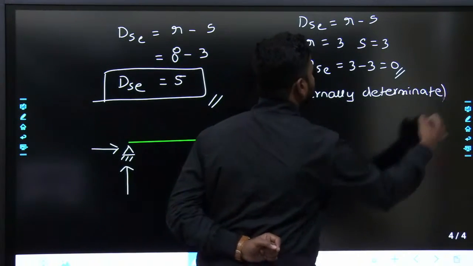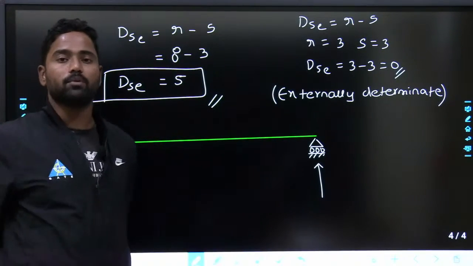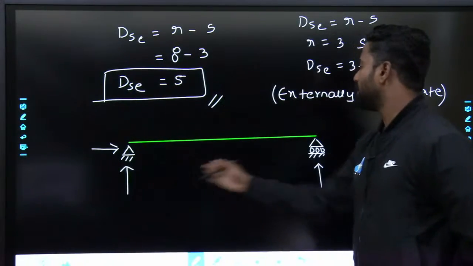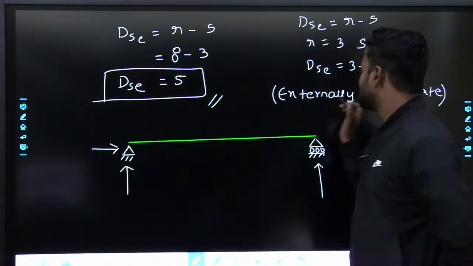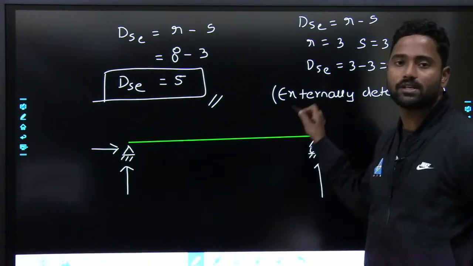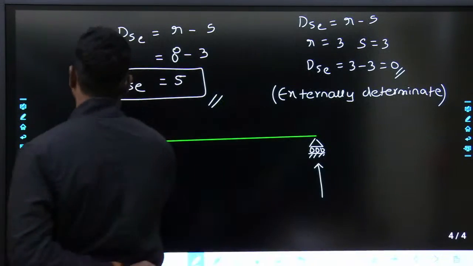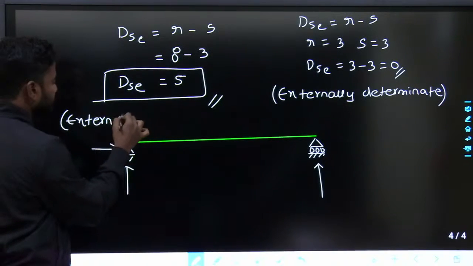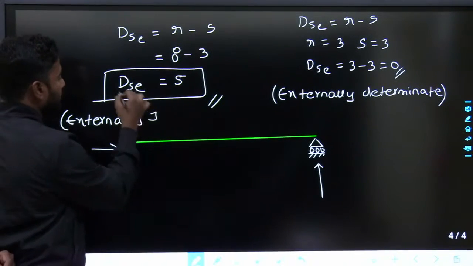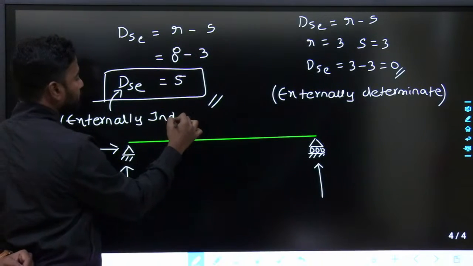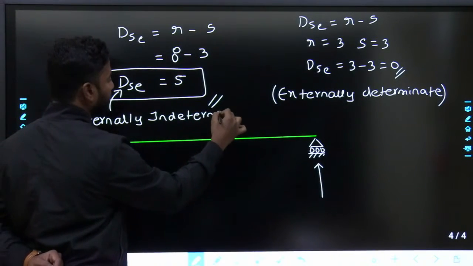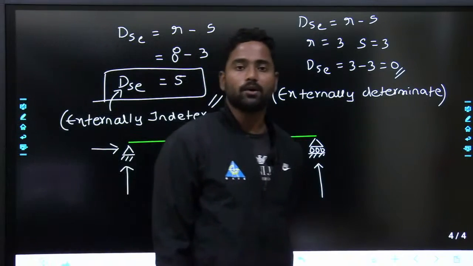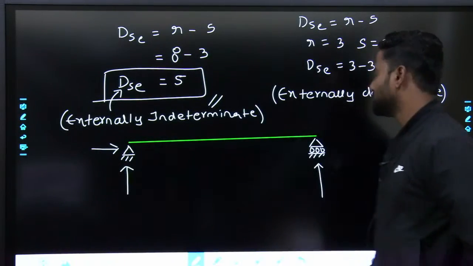That means all the external reactions can be found out by using equilibrium equations. By using 3 equations, you can find out these 3 reactions. So I will say externally determinate. So this structure is externally determinate, whereas this structure is externally indeterminate. This one you got DSE as 5, externally indeterminate. Fine. So this is how you find out external indeterminacy in the beams.